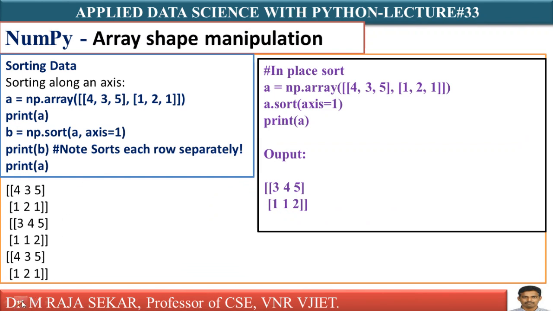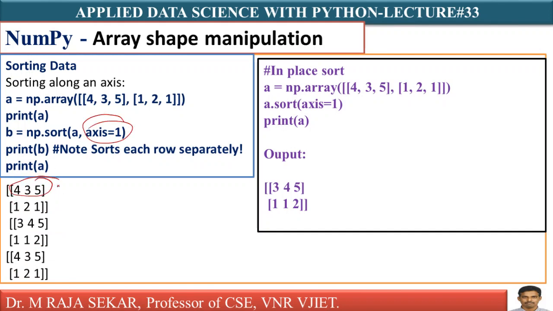Sorting of data. Sorting means it's simple. What does it mean? Arranging elements in a particular order. A equals np.array with 4 3 5 1 2 1. Print A. Yes, it's a 2-dimensional array. B equals np.sort(A, axis=1). Axis equal to 1 means row, axis equal to 0 means column. That's what we discussed in previous lectures, isn't it? Therefore, axis equal to 1 means you have to sort elements row-wise. 4 3 5.